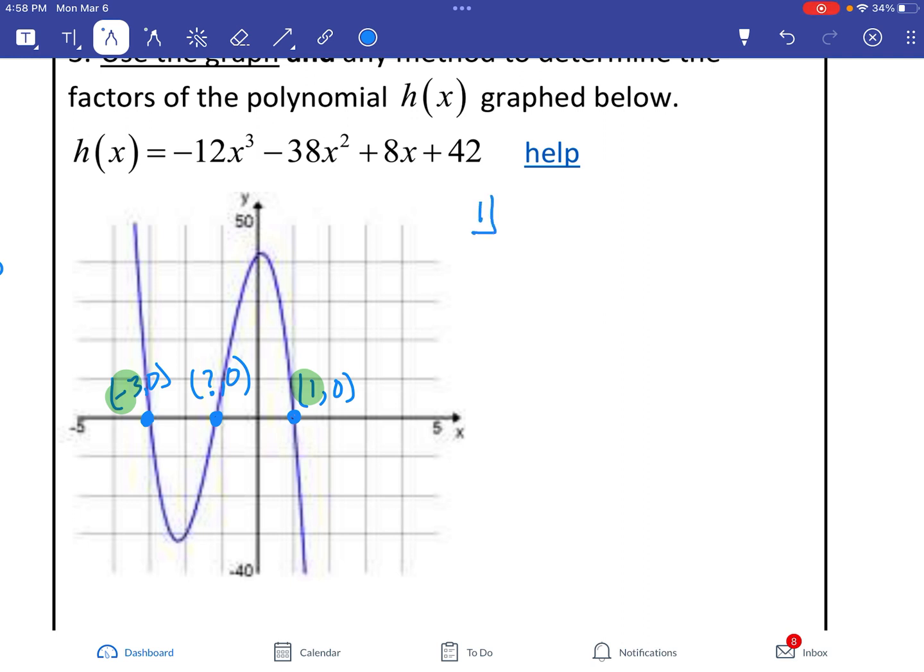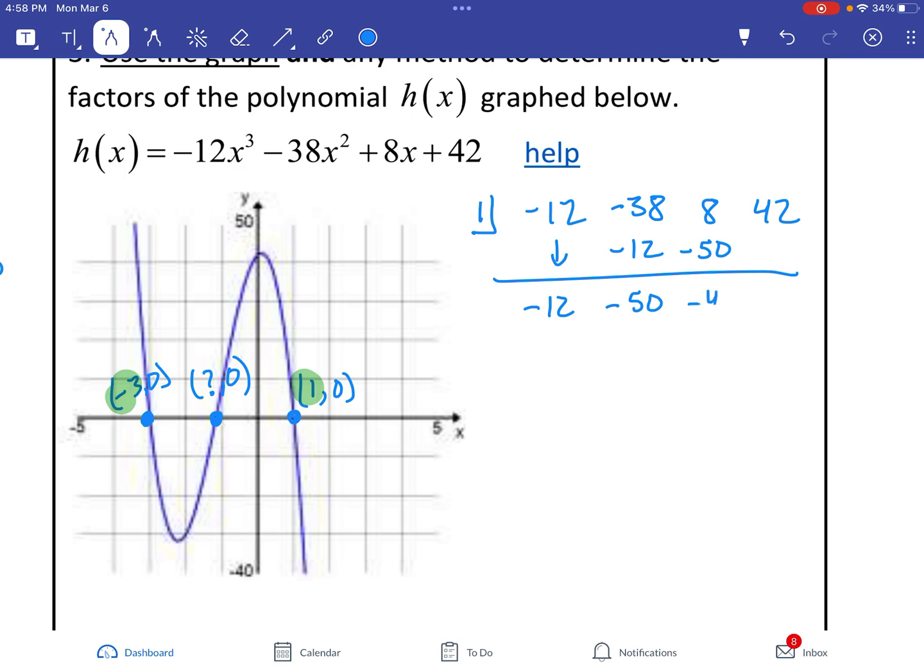Again, it doesn't make a difference which one you use. Negative 3 or 1 first is fine. Either one will work. You have to use both anyway. So you have negative 12 as your first term, negative 38, positive 8, and 42. Drop the first number to give us negative 12. Times 1 is negative 12. I'm going to add those two things together, which gives me negative 50. Times 1 is going to be negative 50. Plus 8 is negative 42. Times 1 is negative 42. And that gives me 0.